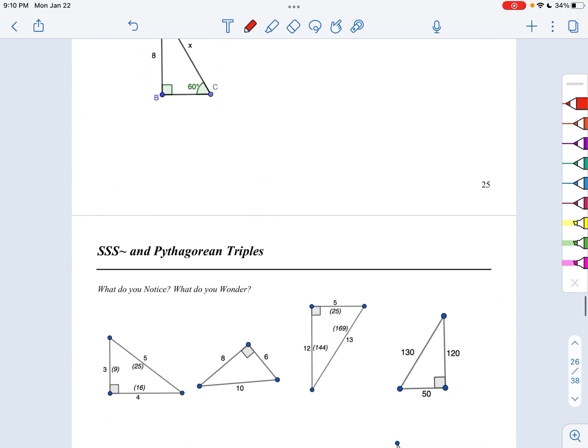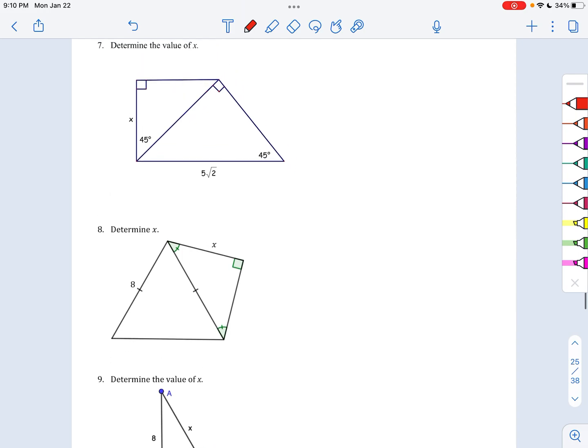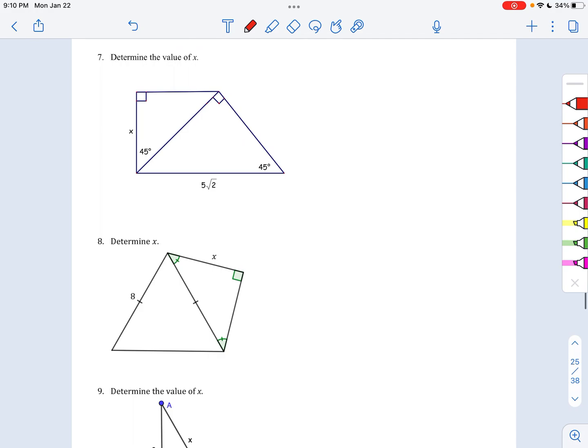I want us to take a quick look at one more attached triangle problem here. We're going to look at number 8. So taking a look at number 8, we have 8 has to go here. This is marked as an isosceles triangle, so this also has to be 8. And then these 2 angles are marked as congruent, so they have to both be 45. So I have a 45, 45, 90 triangle.